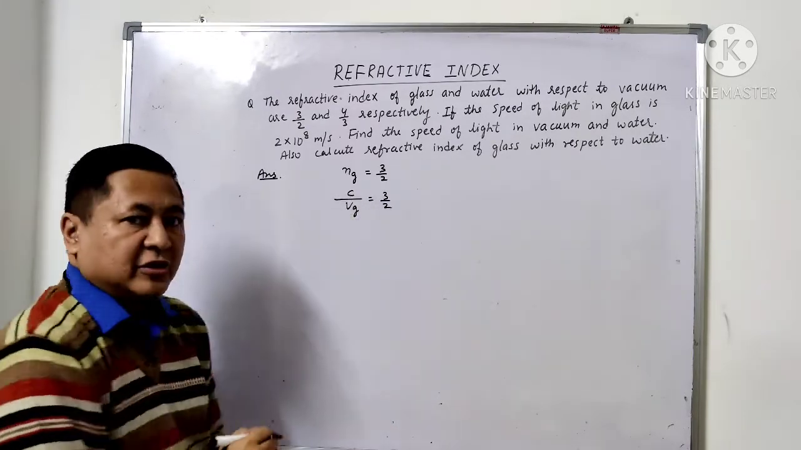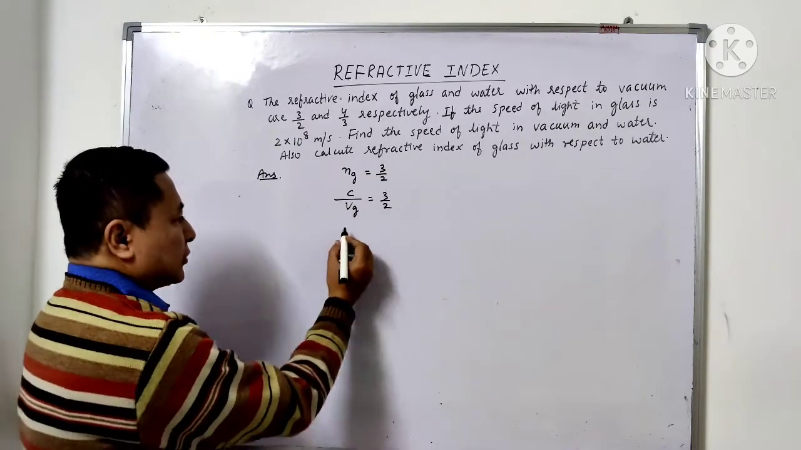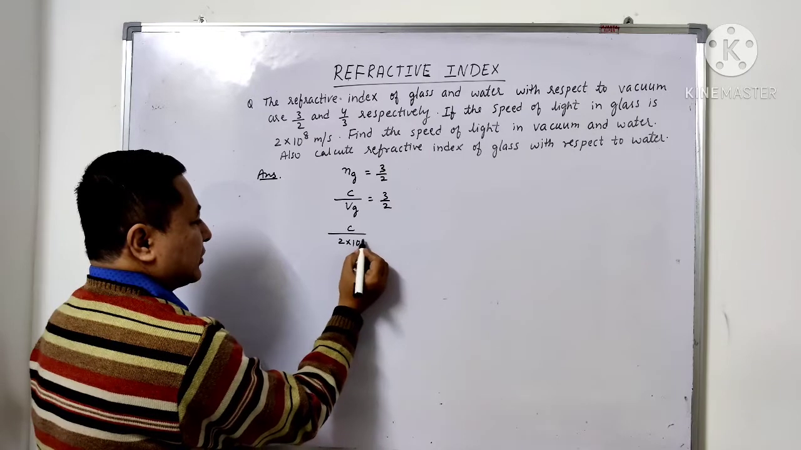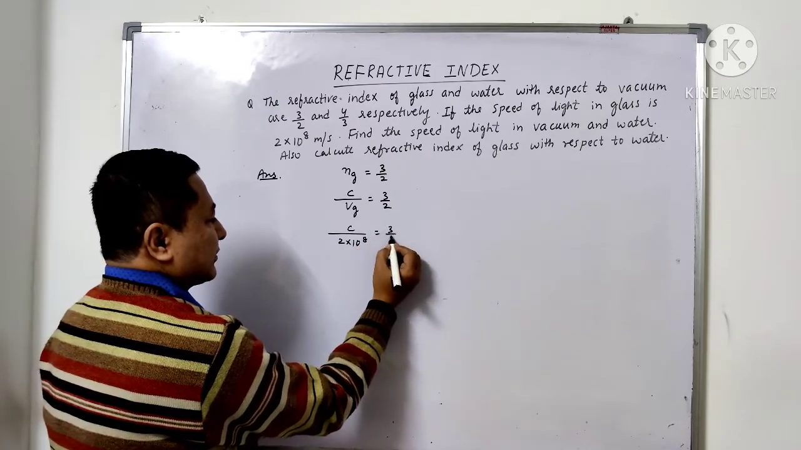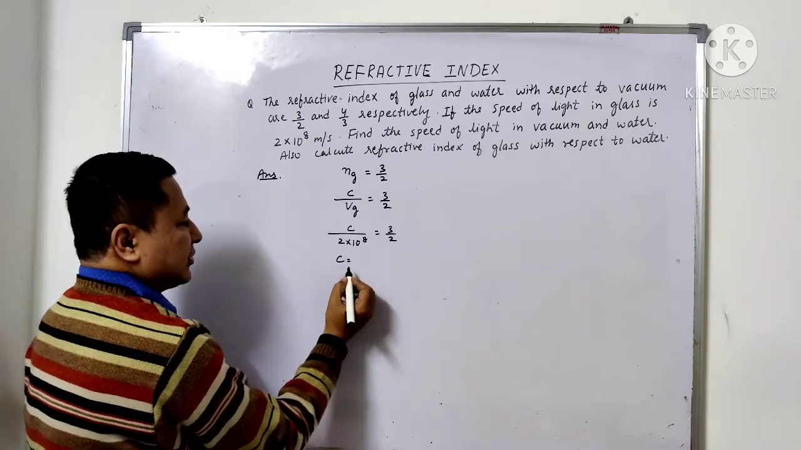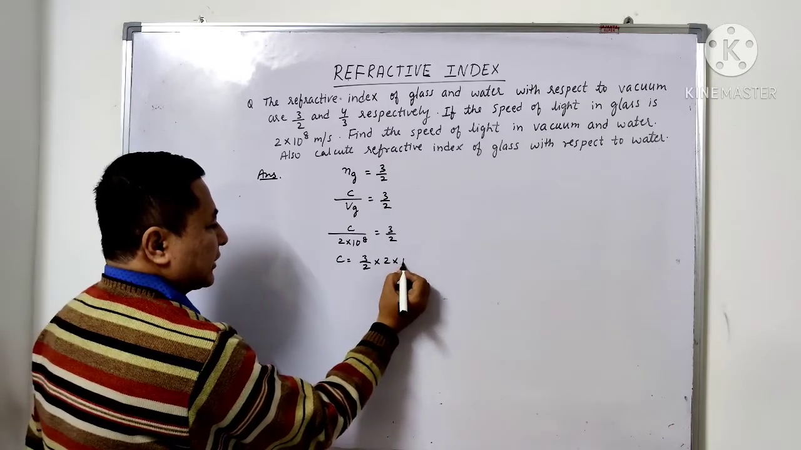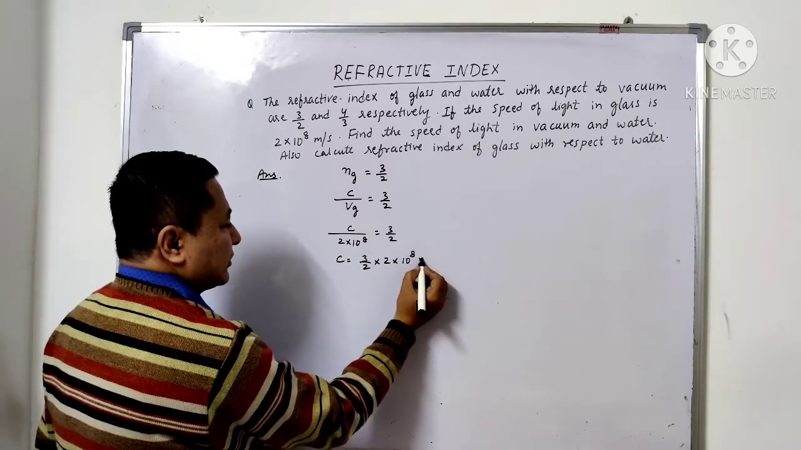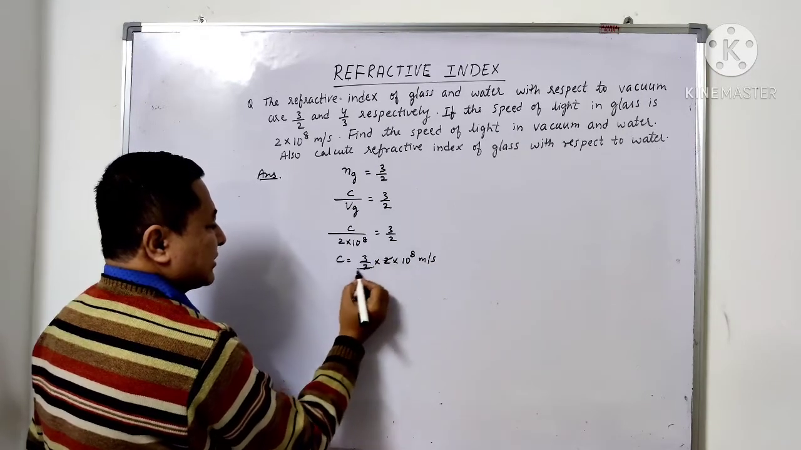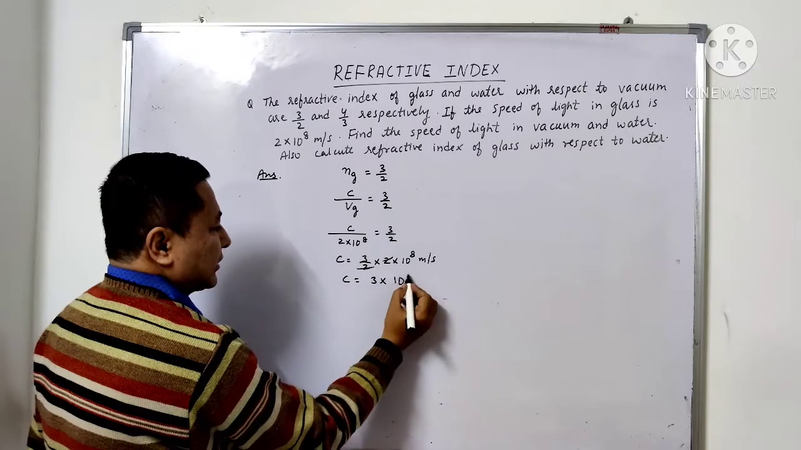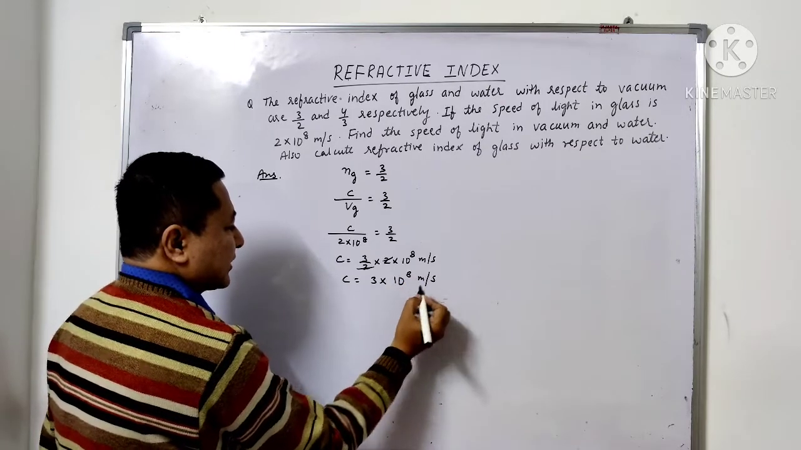This C is speed of light in vacuum. So that is C upon speed of light in glass, 2 into 10 raised to 8, is equals to 3/2. So C, that is the speed of light in vacuum, will be 3/2 into 2 into 10 raised to 8 meter per second. So this will cancel. So speed of light in vacuum is 3 into 10 raised to 8 meter per second.